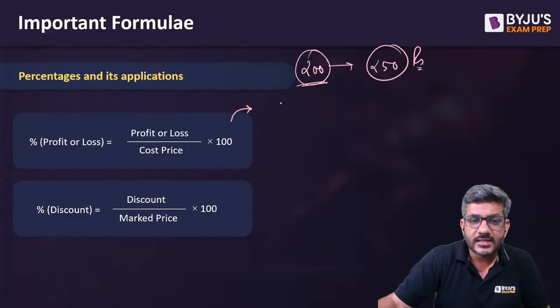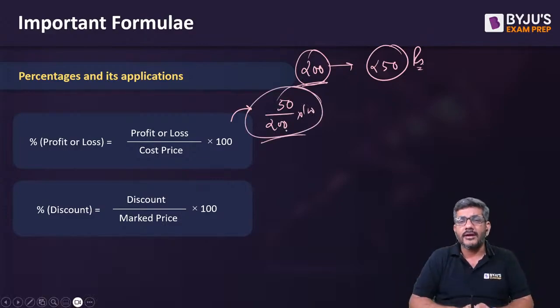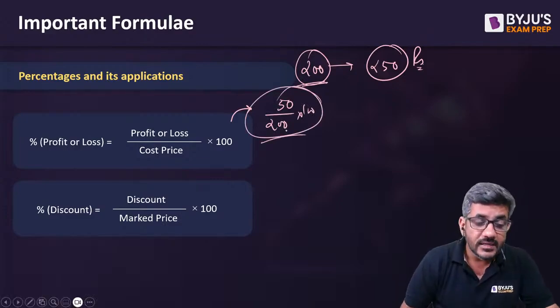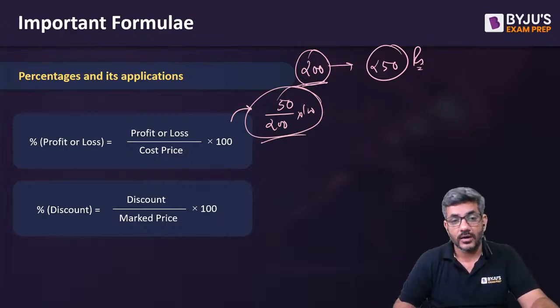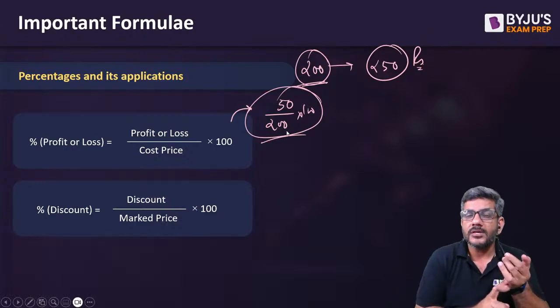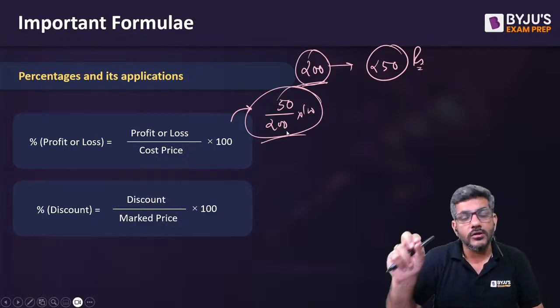How much profit is there? The profit is 50 rupees on 200 rupees. Of course you would be knowing this formula already, but the important point is that it is calculated on the cost price, that is 200. So always keep that in mind, that percentage profit or percentage loss is always calculated on the cost price.